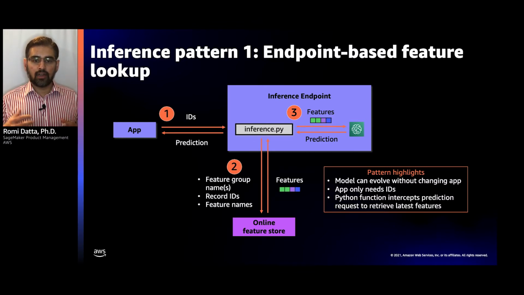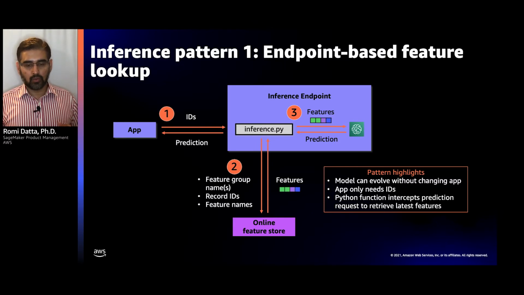Now, there are a couple of inference patterns I'll go through here. In this pattern, the deployed model knows which features to use for the application, so the application does not interact with the feature store. The deployed model calls the feature store using either one of the APIs and gets the relevant features for the application. The advantage here is that the model can evolve and the app does not have to change.